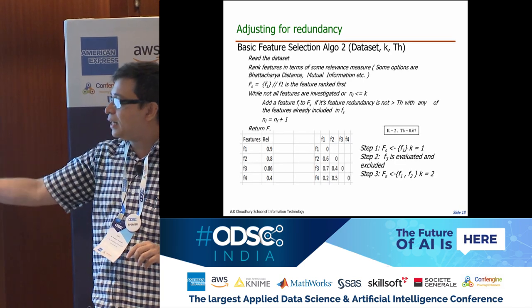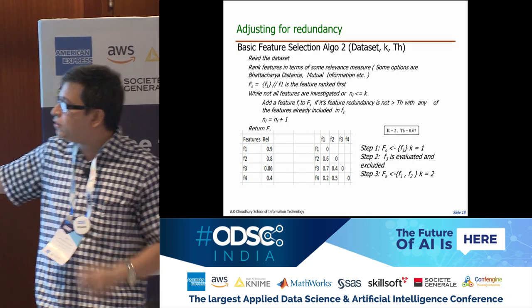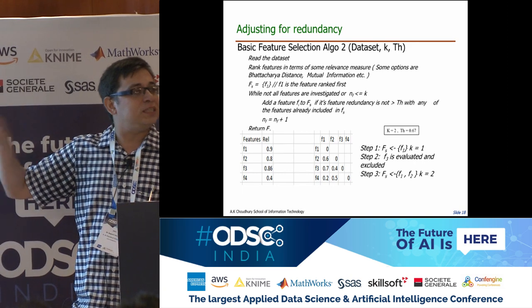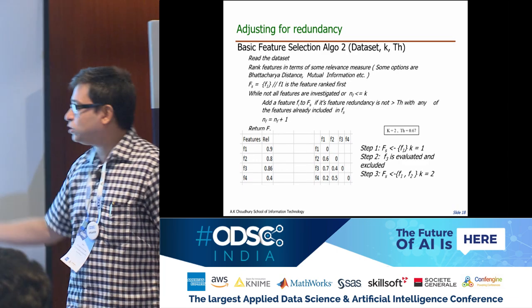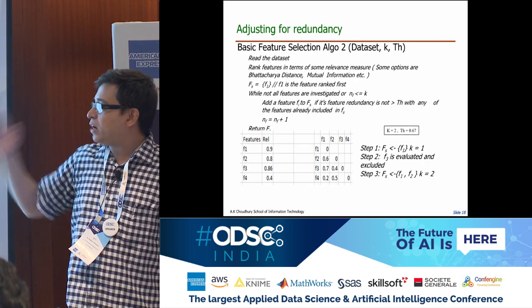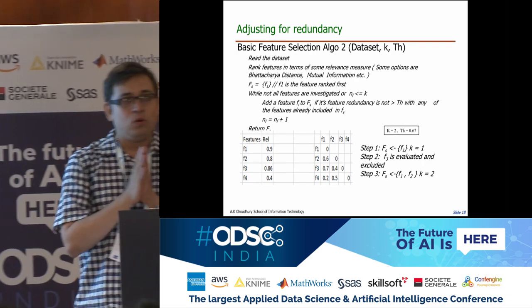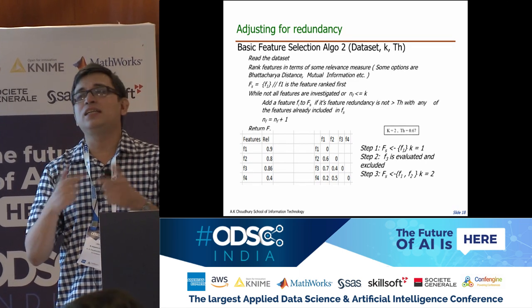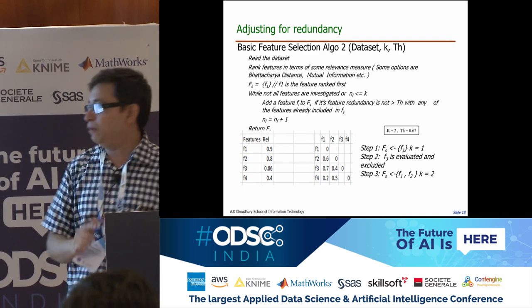Let's say I have a data set which has four features, F1, F2, F3, F4, and relevance scores are 0.9, 0.8, 0.86, and 0.4. I also have a redundancy score. You will see that the upper triangular matrix is unfilled or marked with zero. What is the reason for that? The reason is that they are symmetric. The correlation between F1 and F2 and F2 and F1 are the same.